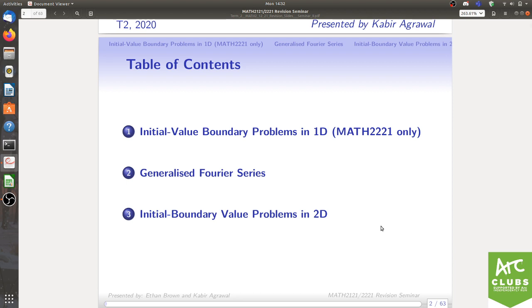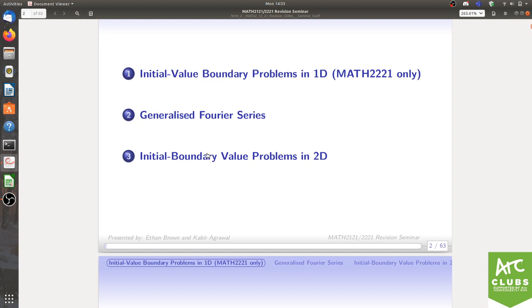The other thing to note is that when we start off doing initial boundary value problems, while it does say that it is mainly focused on MATH2121, the 2121 students will also need to pay attention to some of the parts in it, because it does draw on some ideas that Anna covers in her lectures for 2121. So, without further ado, let's get through it.